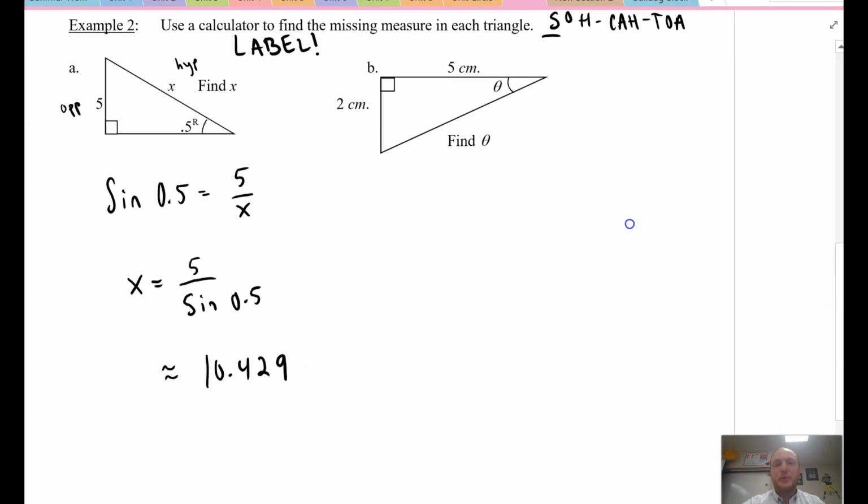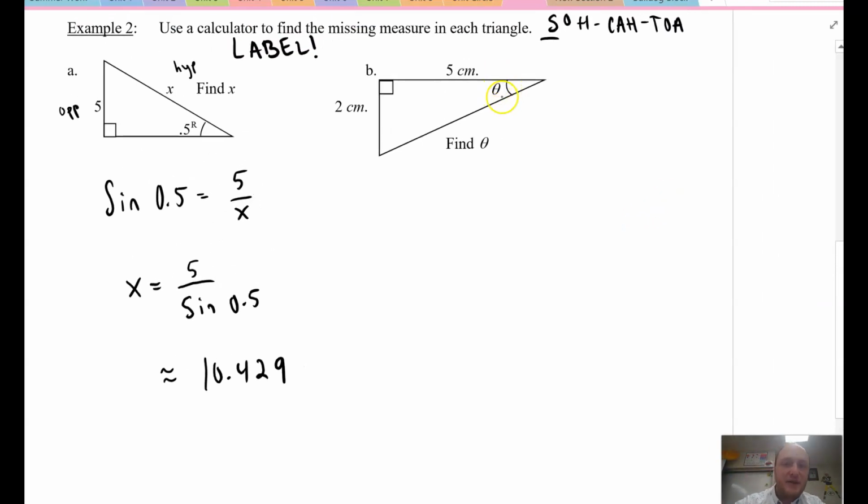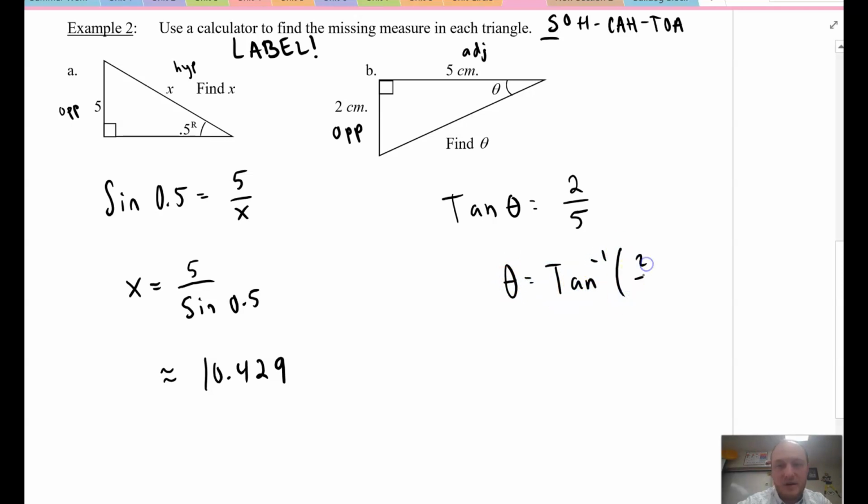On B, now they want us to find theta. So we're going to have to use some inverse trig to help us find this. If this is theta, and I'm given this side, this is the opposite. This is the adjacent side. I know that tan theta is equal to 2 centimeters over 5 centimeters. Now I want to find theta, so I'll use inverse trig. So theta is equal to tan inverse of 2/5, right? I just took tan inverse of each side.